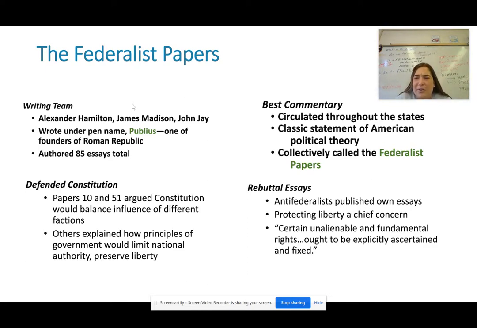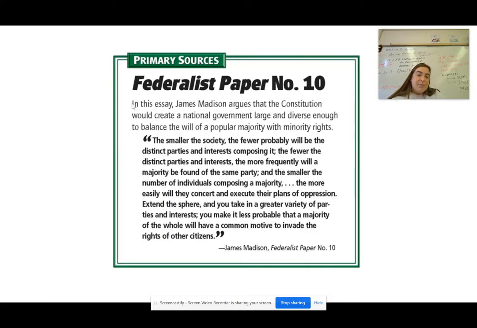The Anti-Federalists also published their own essays, but they weren't as great. They were called the Anti-Federalist Papers. Their biggest fear was that we as individuals would lose our liberty. Protecting liberty was their chief concern. They believe that certain unalienable rights and fundamental rights ought to be explicitly ascertained and fixed, meaning that these rights of ours to freedom, life, liberty, happiness, speech, assembly, right to bear arms, these have to be listed in order for these to be preserved.